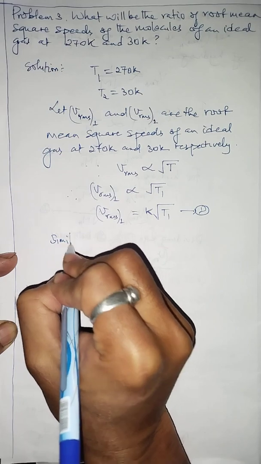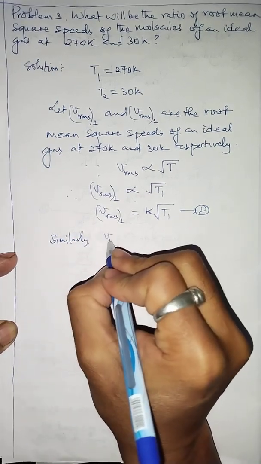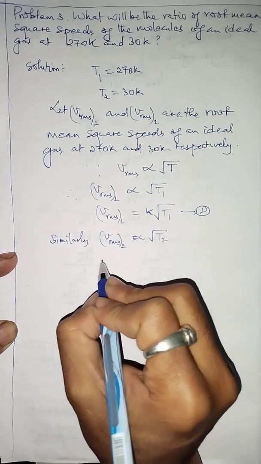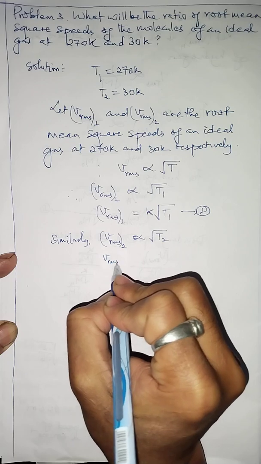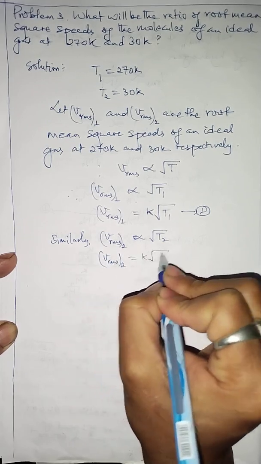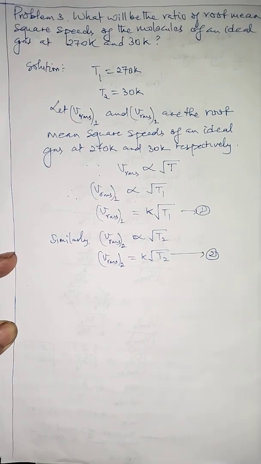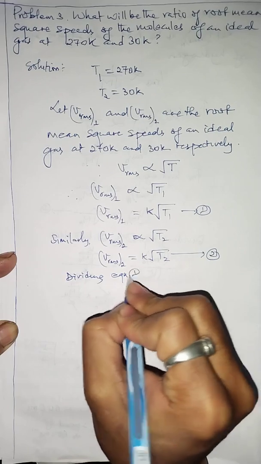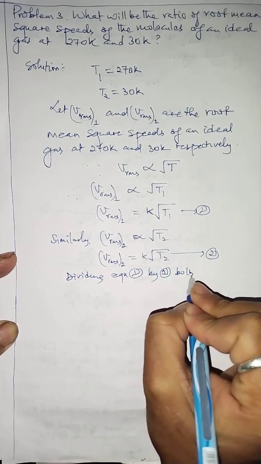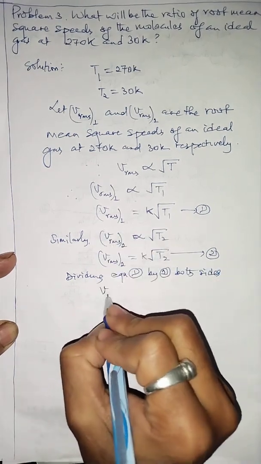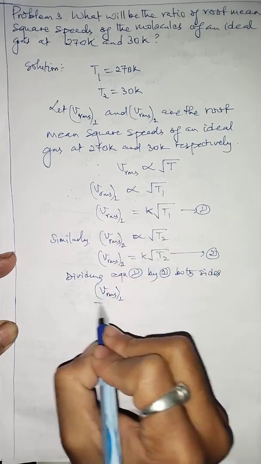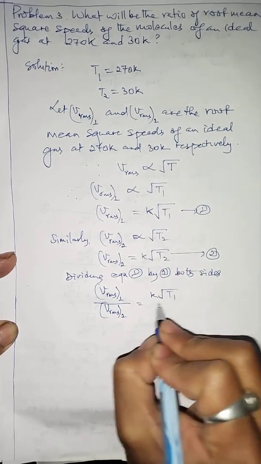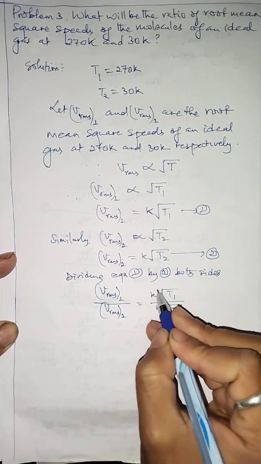Similarly, for the other temperature T2, the root mean square speed is V_RMS2. V_RMS2 is proportional to the square root of T2. Removing the proportional sign, V_RMS2 equals k square root of T2. Let me call this equation 2. Now, to find the ratio, I divide equation 1 by equation 2 on both sides. So V_RMS1 by V_RMS2 equals k square root of T1 by k square root of T2. The k and k cancel out.